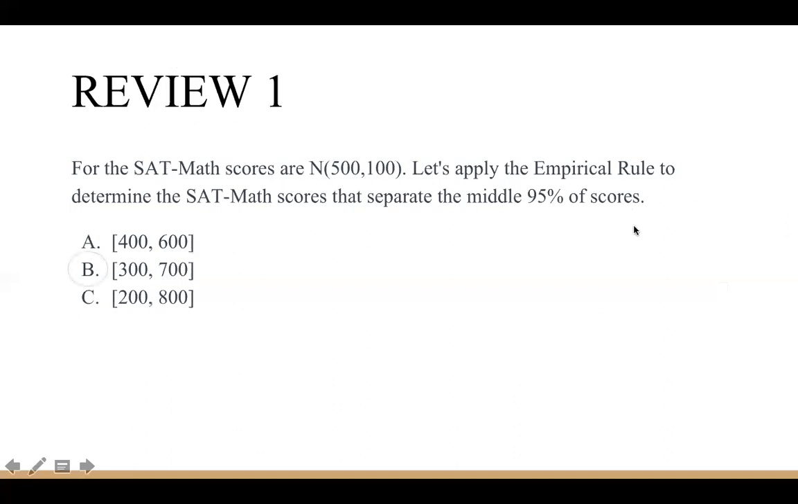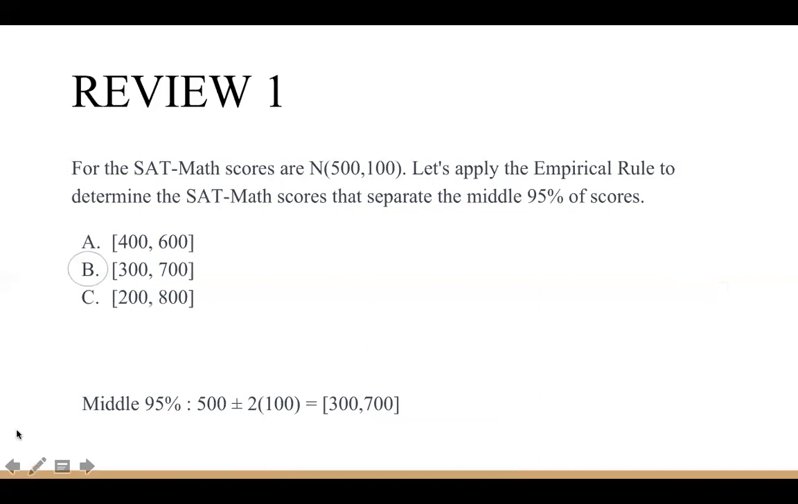Okay, so the answer here is B. To find the middle 95%, we're given 500 as our mean. Since we're using 95% of scores, our multiplier here would be 2. Then we multiply the multiplier by the standard error, which is 100. Once we multiply that out, it comes to 500 plus or minus 200, and that comes out to 300 and 700.